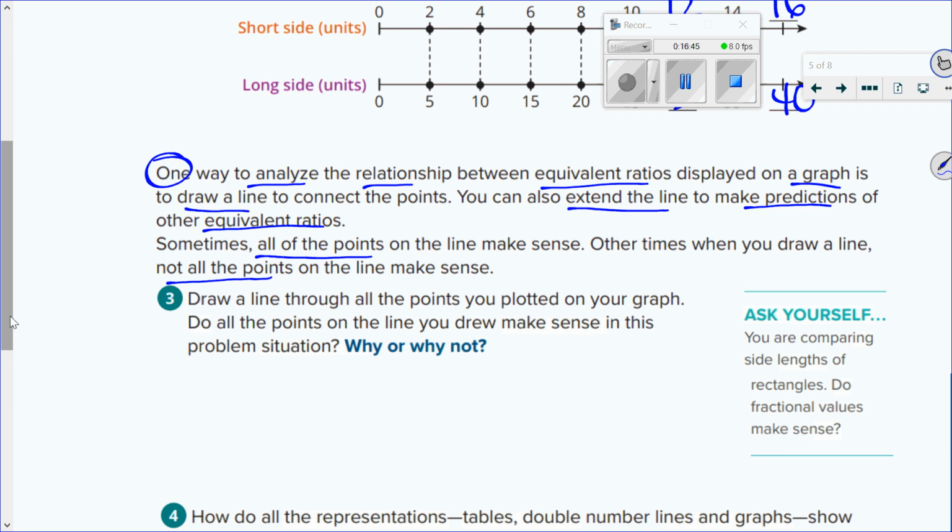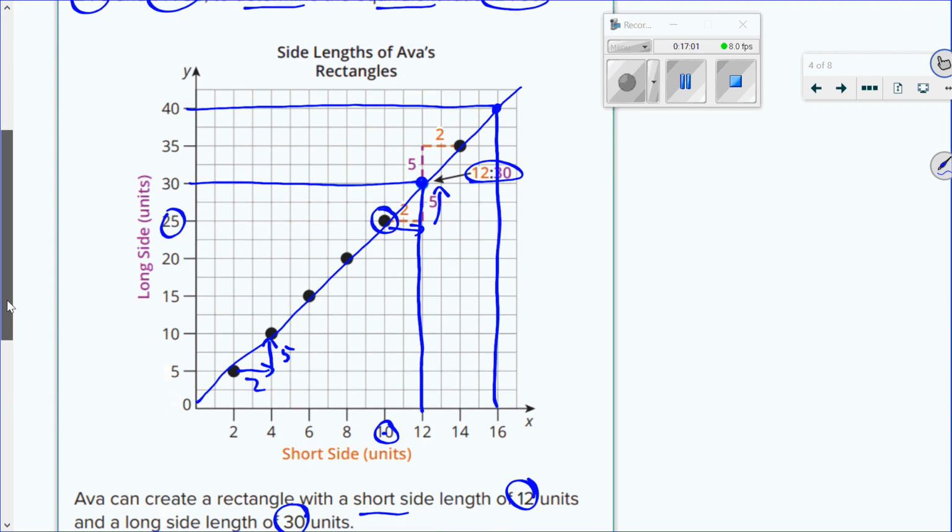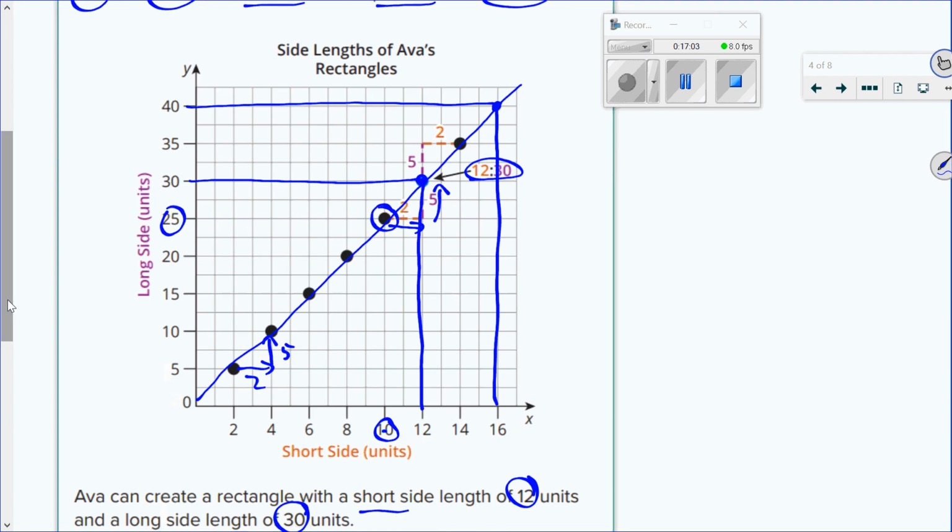So when we draw a line through all the points, you plot it on your graph, do all the points on the line you drew make sense in this problem situation? Why or why not? In other words, if I look at this line, does every point on this line make sense given that I am drawing different proportional rectangles? It does? No, it doesn't?